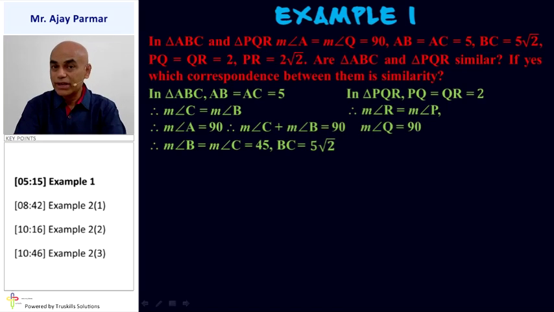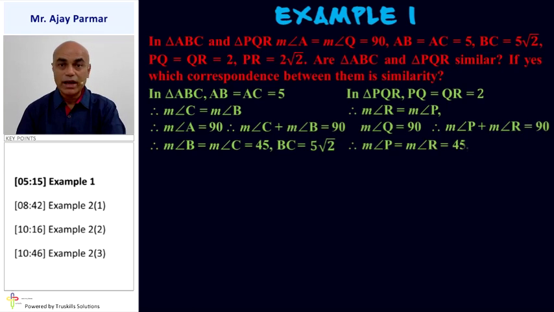Why are we given that measure angle R is equal to measure angle P? It was not given in the sum. But you know that the angles opposite to equal sides will have equal measures. Now, measure angle Q is 90, and so measure angle P plus measure angle R will also be 90. But they are equal in measure, so measure angle P will be same as measure angle R, and that will be 45 each. Also, PR is given to be 2 root 2.